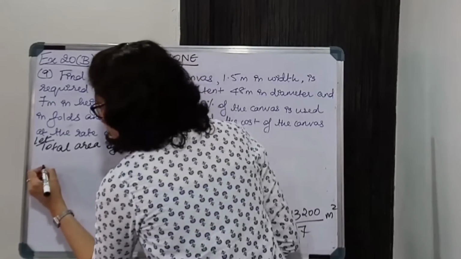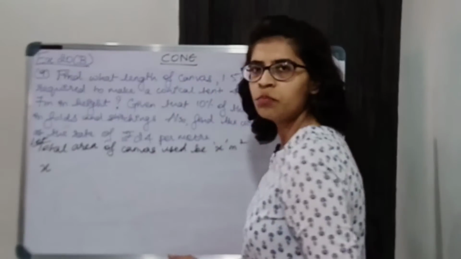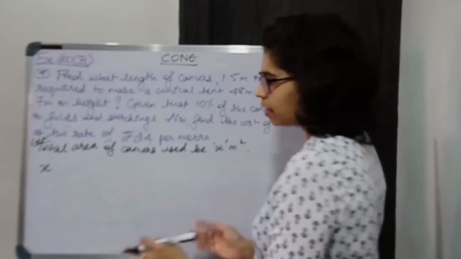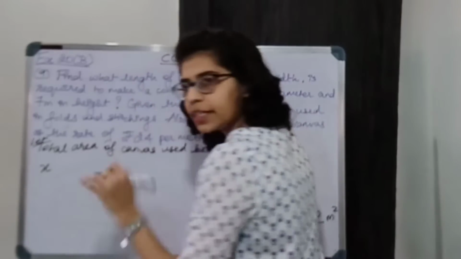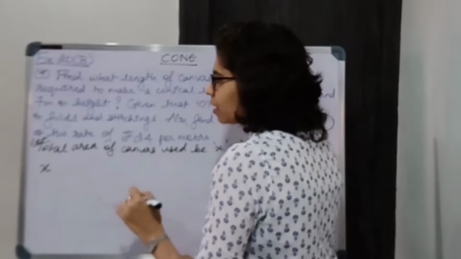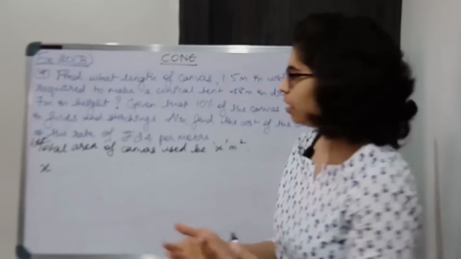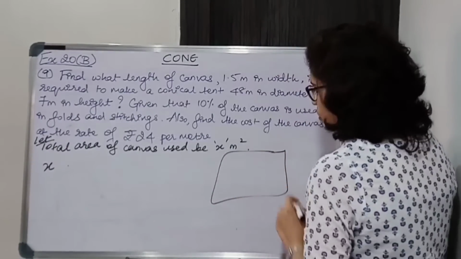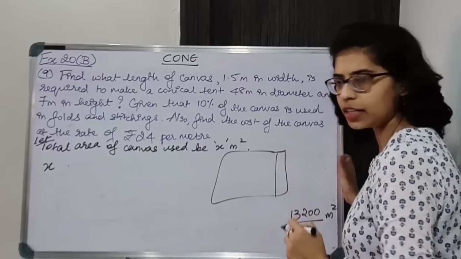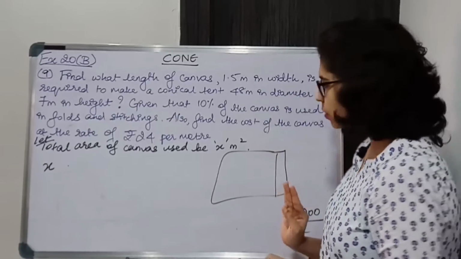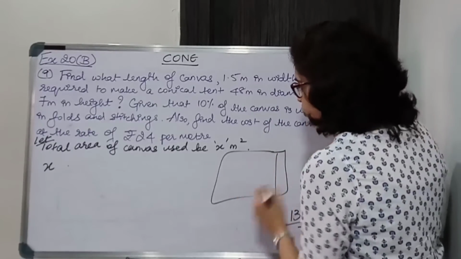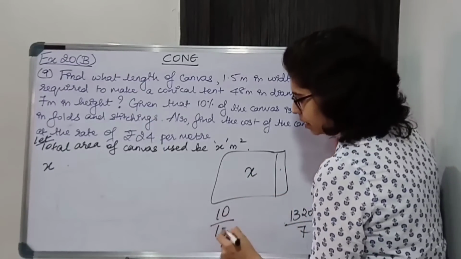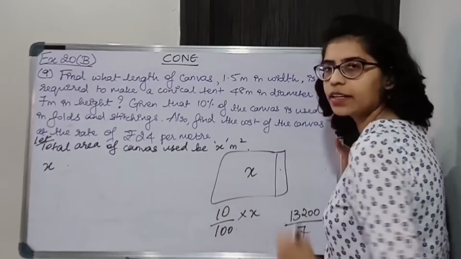So from this total canvas, 10% of that is used for folds and stitchings. Okay, so 10% will be cut, but 10% of how much area? 10% of this much area. Okay, it is a rectangular canvas, 10% of it was cut, used in folds. Okay, so this whole area is x, so 10% of it is cut. So 10% that is 10/100 into x, cut.